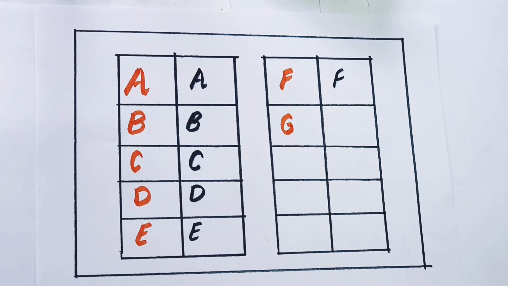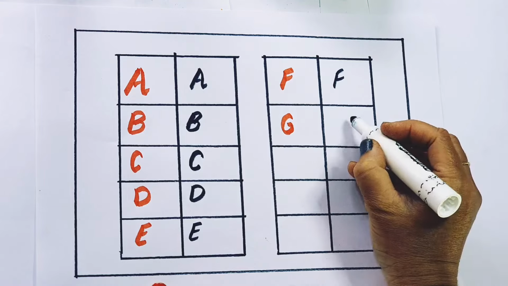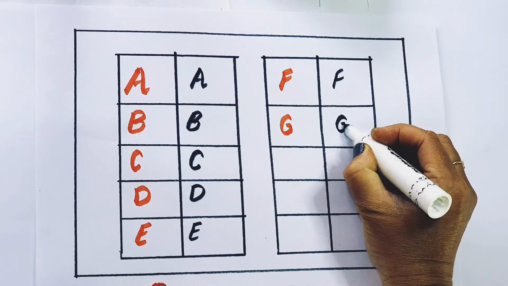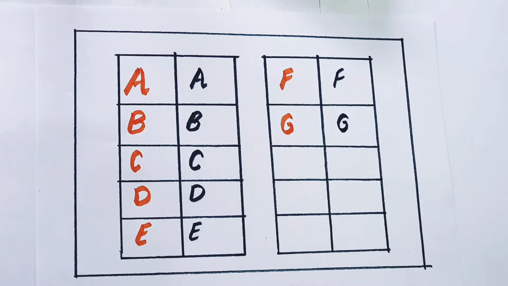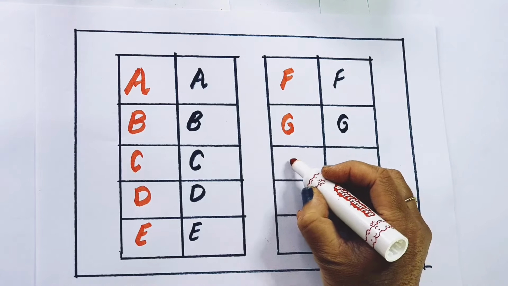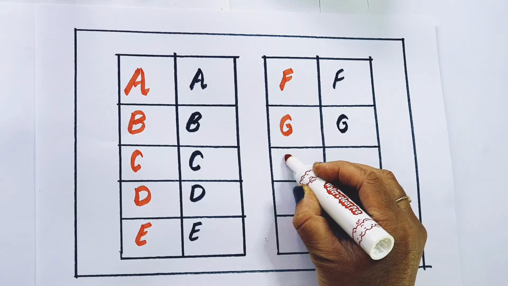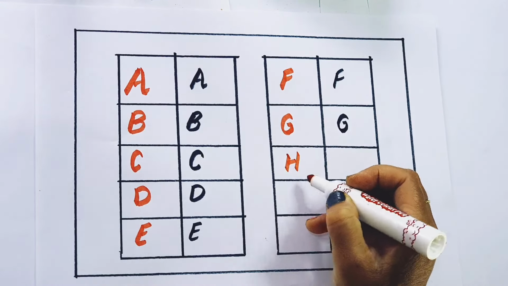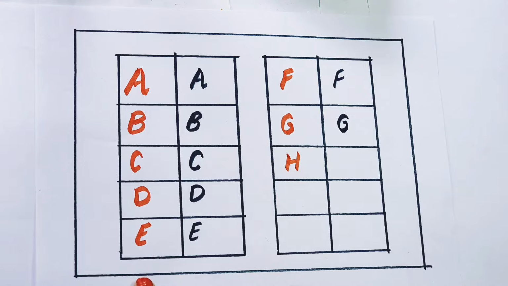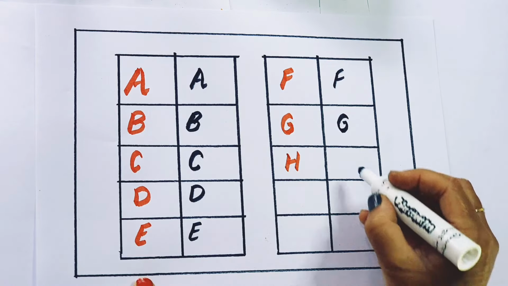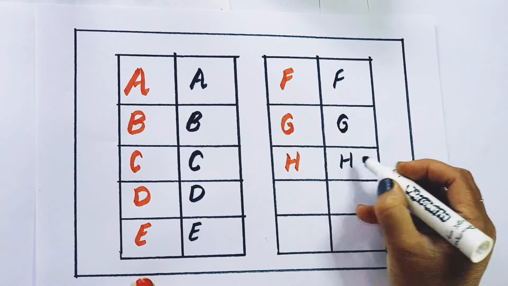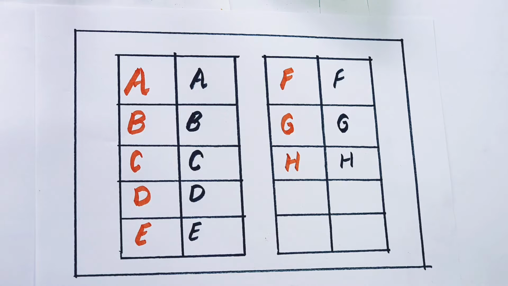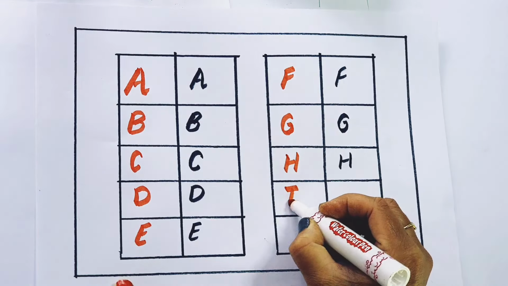G for girl. G for goat. H for house. H for home.